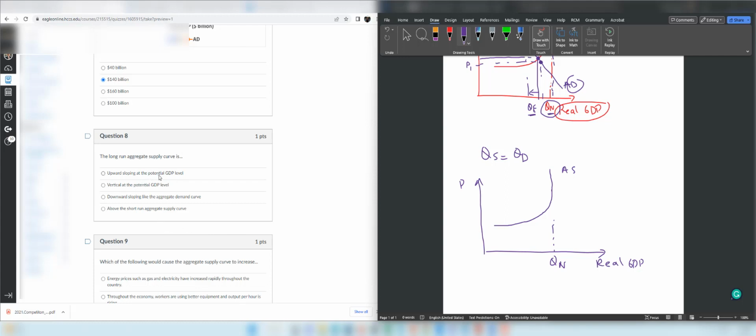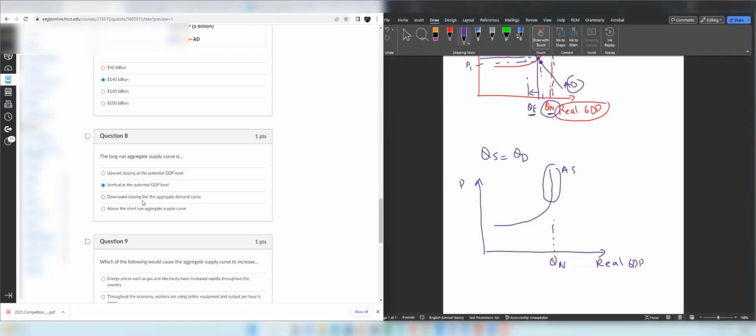Upward sloping at the potential GDP. It's not correct. It's vertical at the potential GDP, and you can see here it's vertical. Vertical at the potential GDP is correct. Downward sloping is not correct because it's upward sloping. Above the short run aggregate supply curve. It's the continuation of the short run supply curve. It becomes vertical in the long run. So therefore, the right answer is the second option.